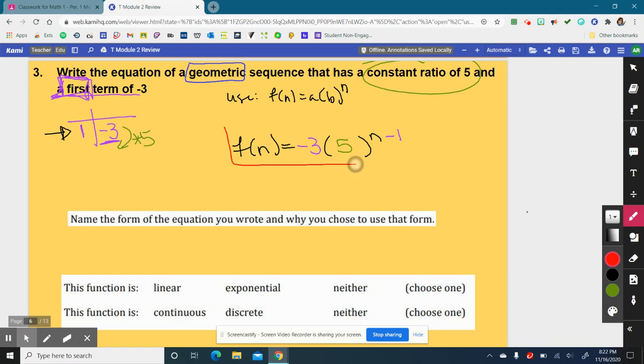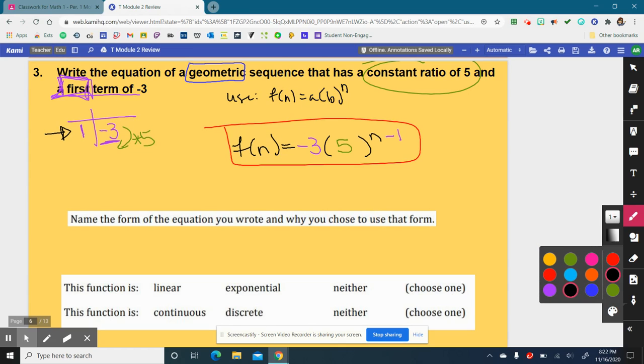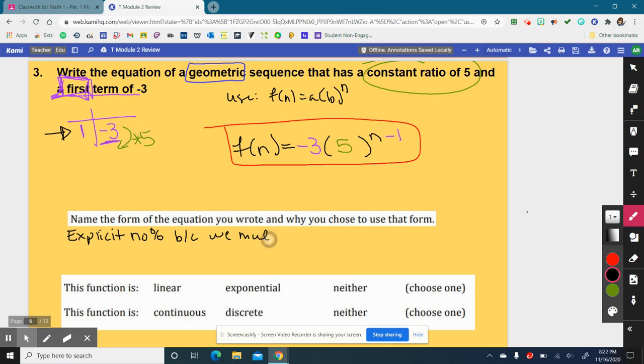So, final answer here. Name the form of the equation you chose and why. We used the explicit, no percent equation, because we multiply by 5 and start with -3. So we multiplied by 5 and started with -3. None of those are percent numbers.